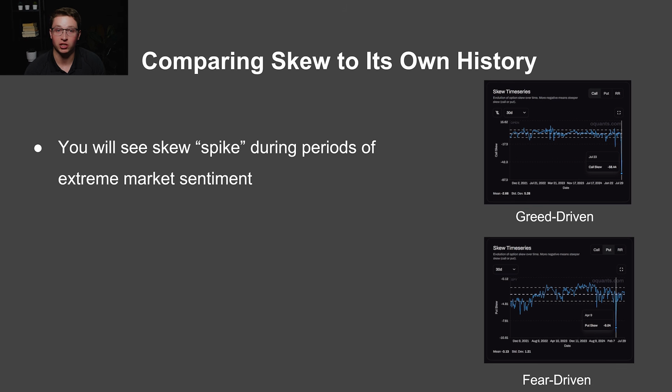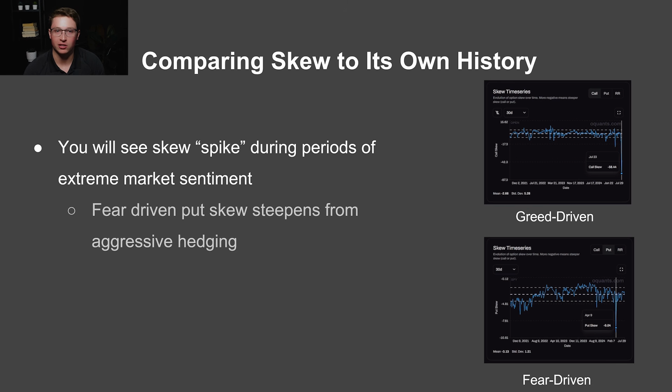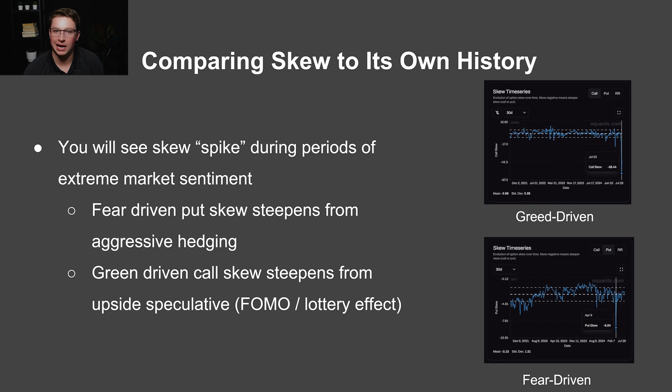When either skew becomes historically stretched, it creates potential trading opportunities, especially with structures like vertical spreads that allow us to fade overpriced volatility at one strike while hedging it with another.